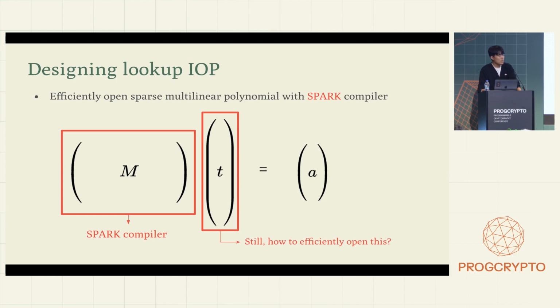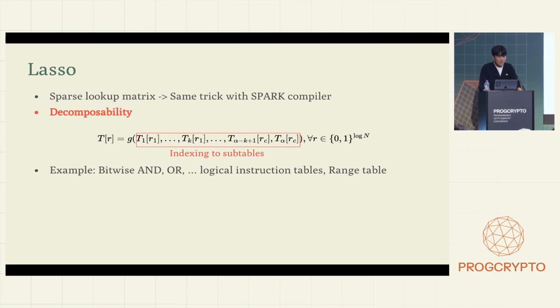But still, how about T? So T is the table, and if T is very large, how do we efficiently open this at random points? We were asking about this problem continuously, and then Lasso just came out. Lasso is almost the same as our previous model, and Lasso also uses a sparse polynomial commitment compiler to handle this sparse lookup matrix. In addition, Lasso introduces a new concept called decomposability of the lookup table.